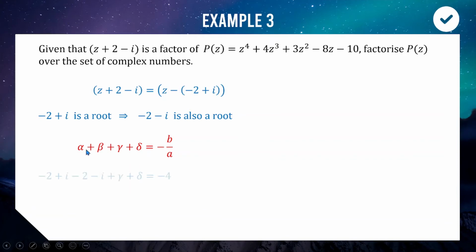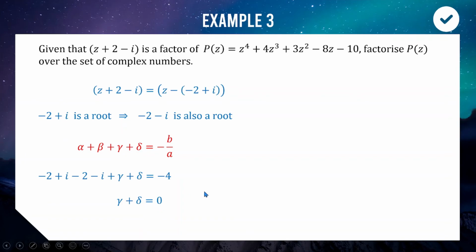Now I'm going to sub in one of them being minus 2 plus i and the other being minus 2 minus i. This gets us a minus 4 on the left and a minus 4 on the right, which is convenient. The i's cancel out and gamma plus delta is equal to 0.